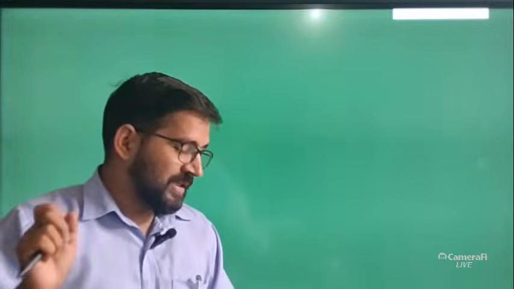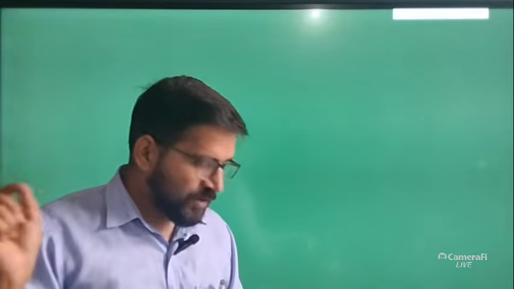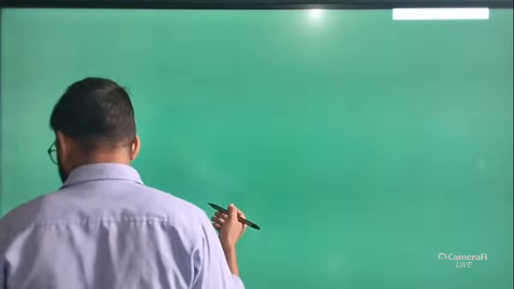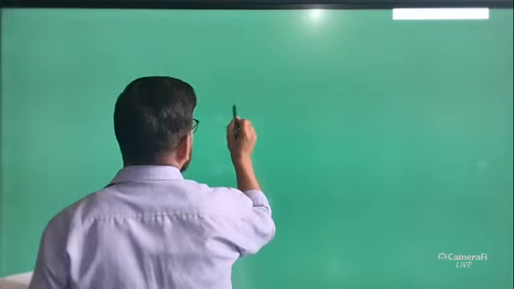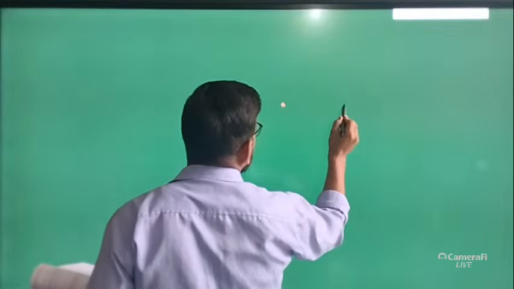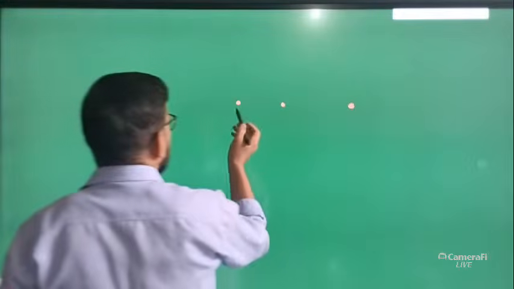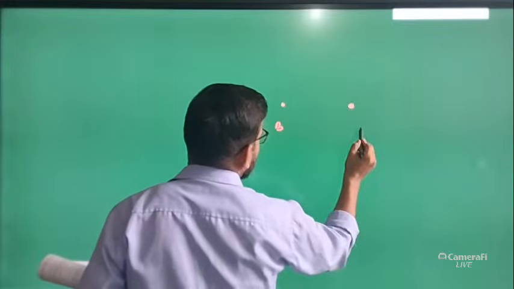In this question, there is a word collinear, and I have taught you in the class what collinear means. What does collinear mean? Comment karo jara. I will check later on. So he's saying there are 3 points. Let us name them. This is point A, this is point B, and this is point C.